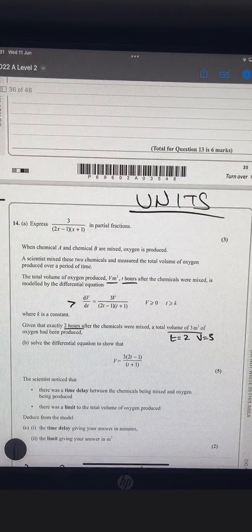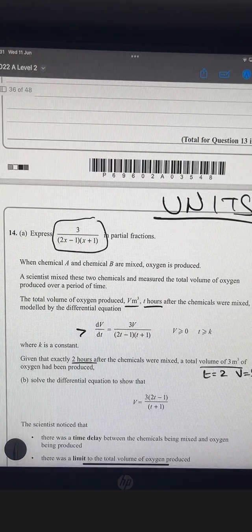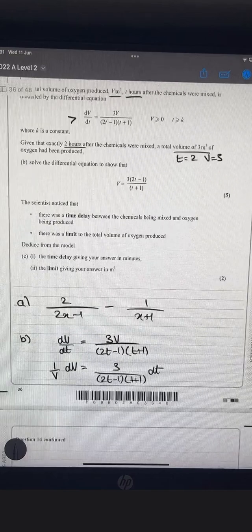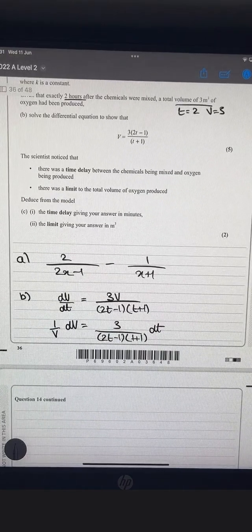So I'm just trying to get this bit so I can use my result down here. All right, and now I've got something dv, something dt. I can just integrate both parts. So this method is called the separating the variables method.